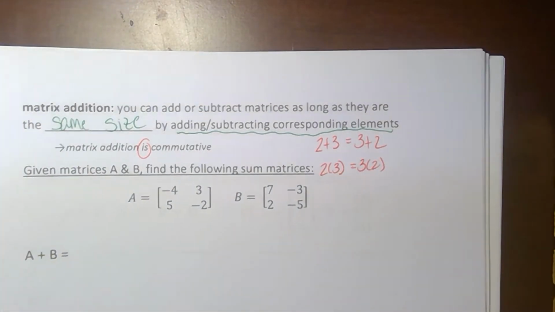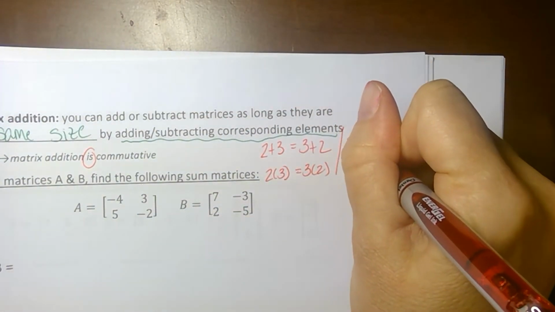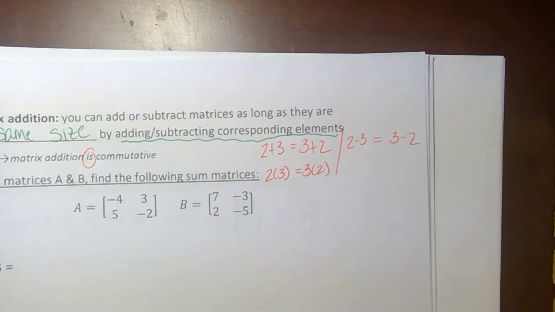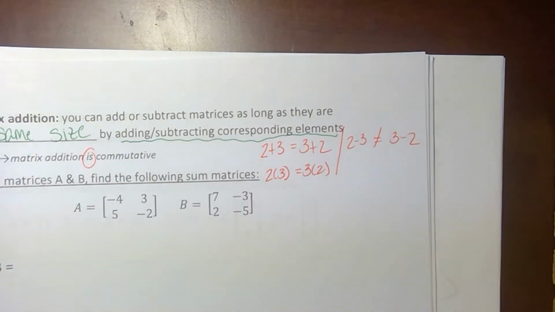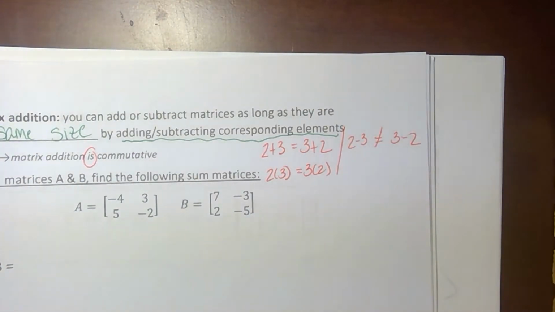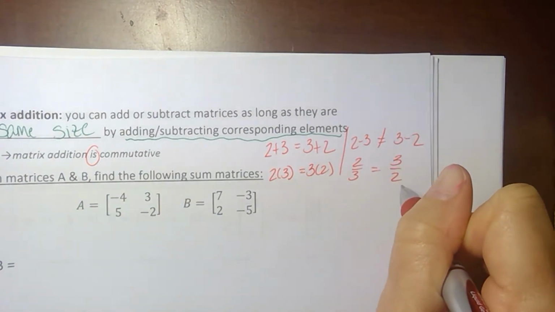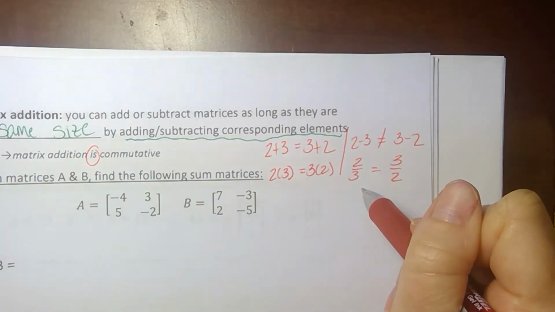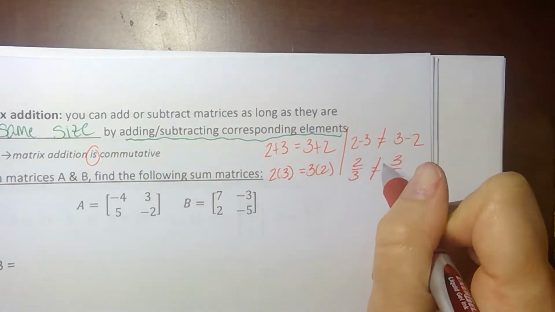What about subtraction and division? Are they commutative? Well, 2 minus 3, is that the same thing as 3 minus 2? No, it's not. This one gives me a negative 1. That one gives me a positive 1. And if I do division, is 2 divided by 3 equal to 3 divided by 2? No, that's not true either. 2/3 is less than 1 whole. 3/2 is 1 1/2. So that's not.